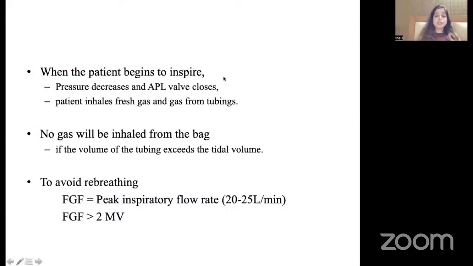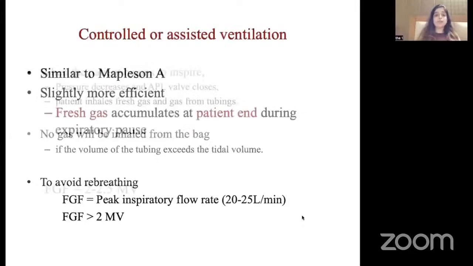When the patient begins to inspire, pressure will decrease and the APL valve will close, and the patient inhales the fresh gas and the other gases from the tubing. No gas will be inhaled from the bag if the volume of the tubing exceeds the tidal volume. So to avoid rebreathing, fresh gas flow needs to be equal to the peak inspiratory flow rate, or more than 2 times the minute volume.